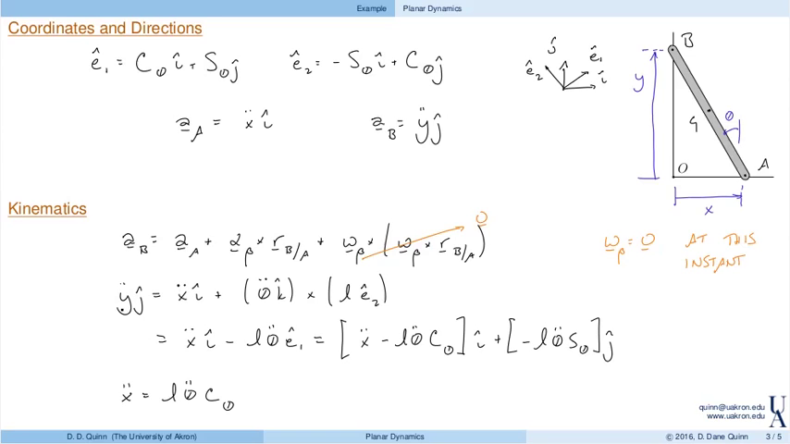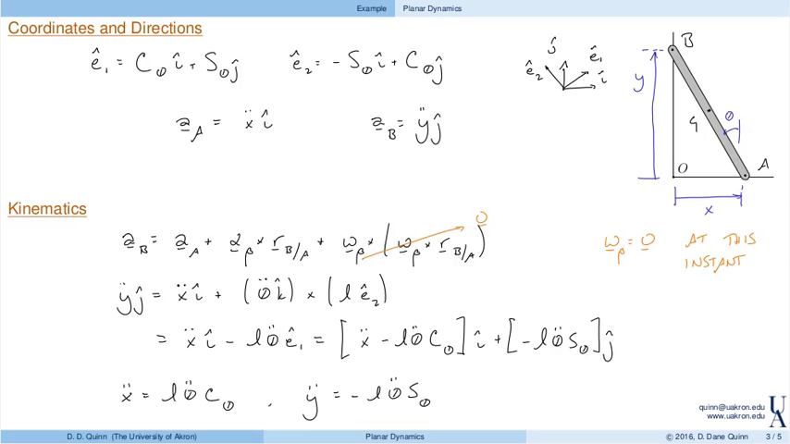Likewise, in the j direction, we immediately find that y double dot is equal to minus L theta double dot sine of theta. So again, we're able to take components in the I and j direction to relate these coordinates. At this point, I don't know what x double dot is, I don't know what y double dot is, I don't know what theta double dot is, but if I knew one of these, say theta double dot, then I could find the other two.